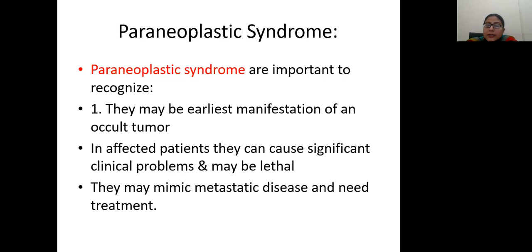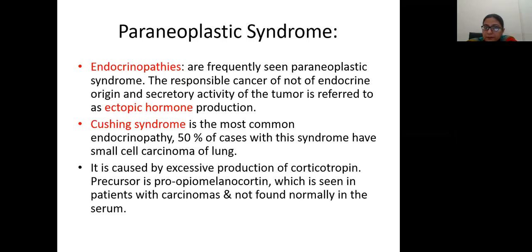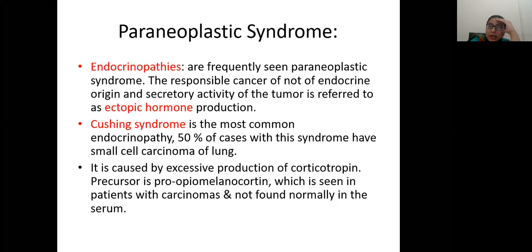So, the paraneoplastic syndromes are important to recognize. They may be the earliest manifestation of an occult tumor. In affected patients, they can cause a significant clinical problem and may be lethal. They may mimic metastatic disease and need treatment. Now the examples: paraneoplastic syndromes may show endocrinopathies. They show endocrine features, so endocrinopathies are frequently seen in paraneoplastic syndromes.